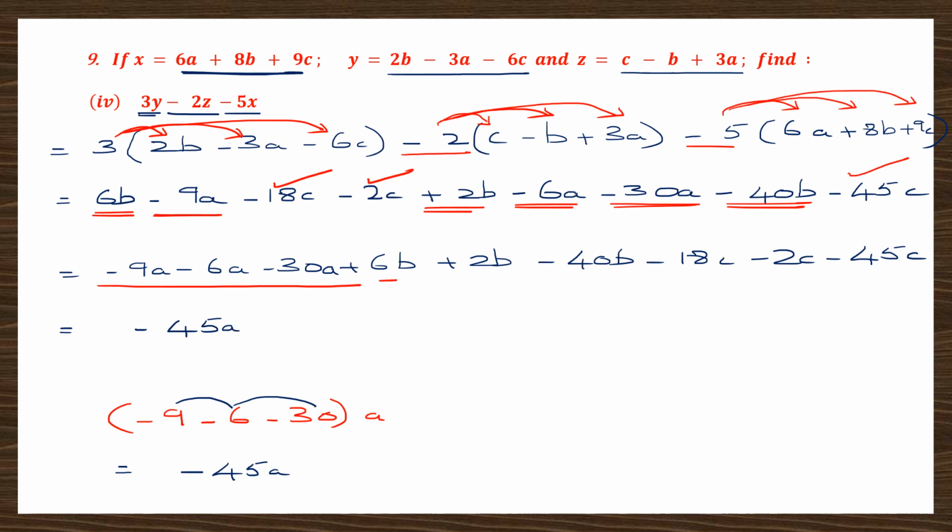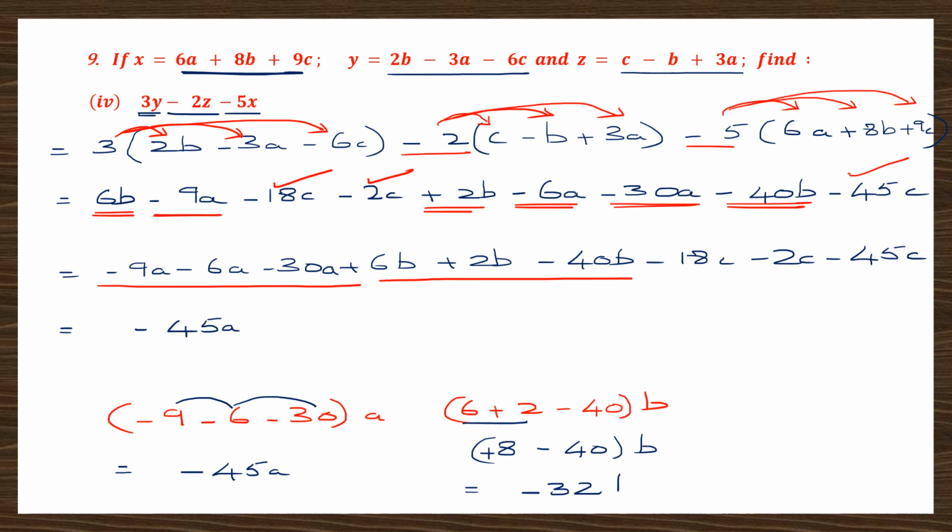Now let's go to the b's. 6 plus 2 minus 40, and all this is b. Now add up these numbers. 6 plus 2 is 8. And 8 minus 40. So signs are different, isn't it? So we put the sign of the bigger number and we subtract. 40 minus 8 is 32. So that is minus 32b.